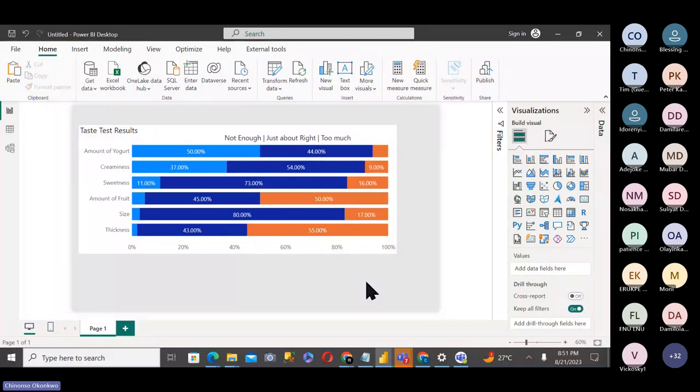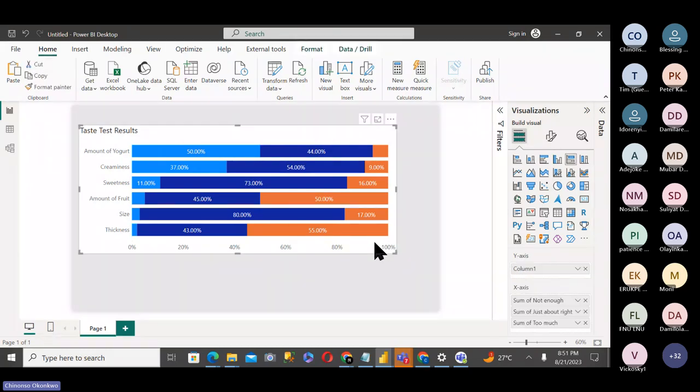So now I don't want too much. Look at these labels now showing decimal places. This is my data labels, decimal place. I'd like to just change it quickly. Let's wrap up this visual in 2-3 minutes.